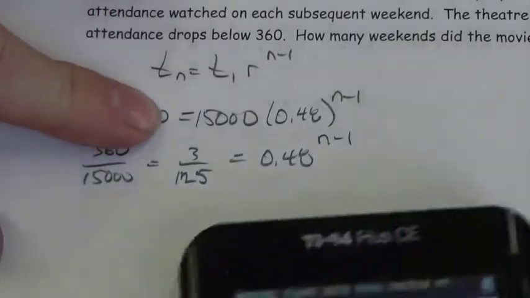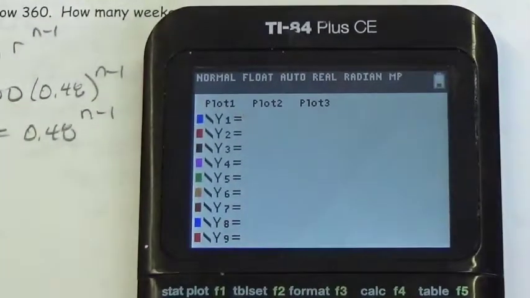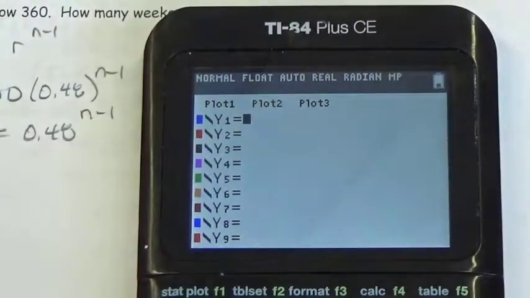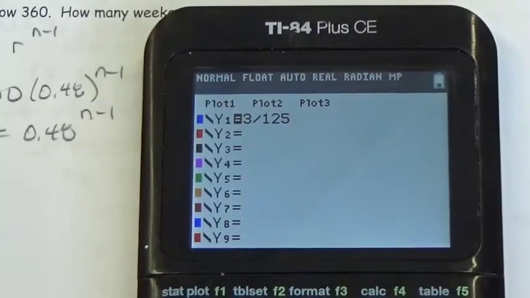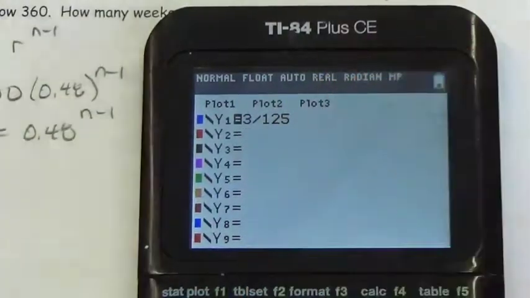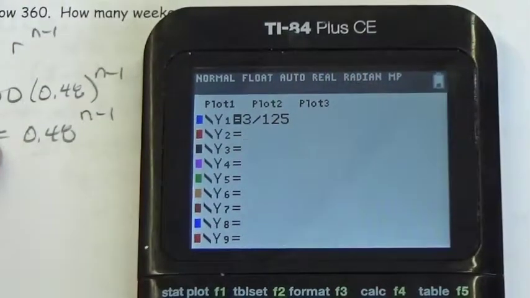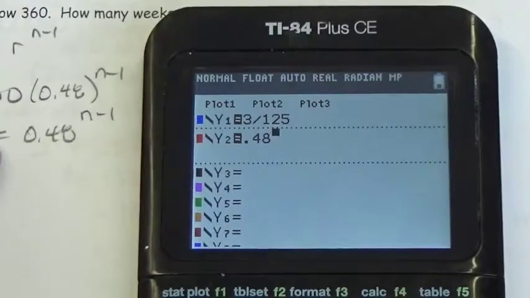I'm going to graph both sides of that equation there. So on my first side, I'm going to graph 3 divided by 125. It's going to be a really, really small number here, so I'm going to have to kind of zoom in on this. And then on the right-hand side, I'm going to put 0.48 to the power of x minus 1.